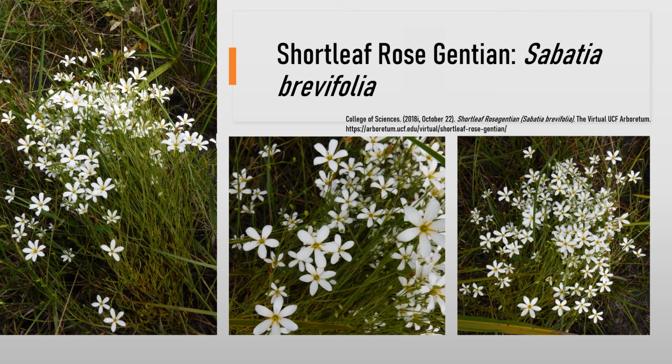This is a shortleaf rose gentian, or the Sabbatia brevifolia. These wildflowers are most commonly found in moist flatwoods or savannas and can actually grow up to 3 feet tall, which is pretty tall for a wildflower.